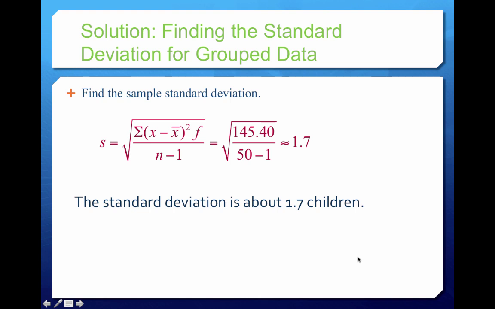What are we going to do with this number? We're going to divide it by 1 less than the number of frequencies, or 50 minus 1. So we're taking this 145.40 and dividing it by 49. We're going to square root that answer, and we get a standard deviation of approximately 1.7 children.